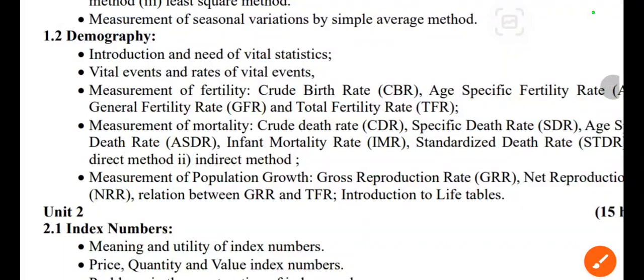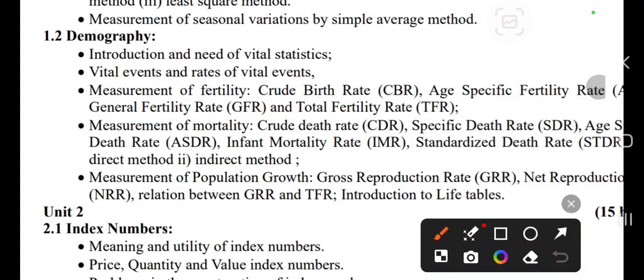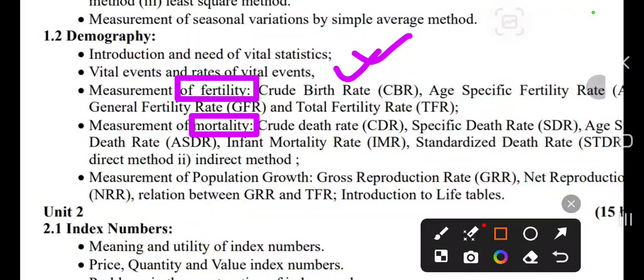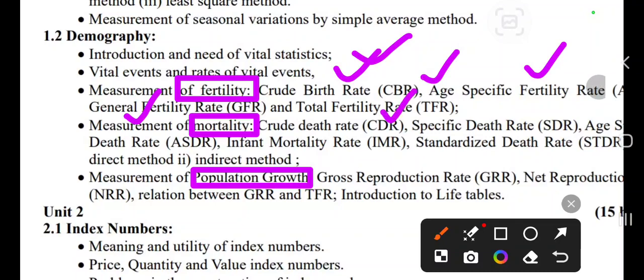What is the content in demography? In demography, we need to understand what is meant by demography and what the needs of vital statistics are. What are vital events and rates of vital events. How to measure fertility, how to measure mortality, and how to measure population growth. There are a few methods of measuring fertility: crude birth rate, age-specific fertility rate, general fertility rate, and total fertility rate.